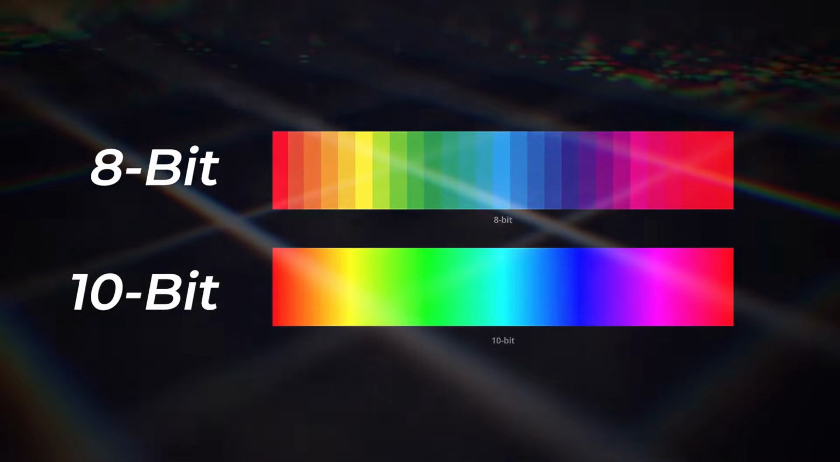We still gotta talk about bit depth. So if color space is about how many colors the monitor can produce, bit depth is about how many shades of each color can the monitor produce.